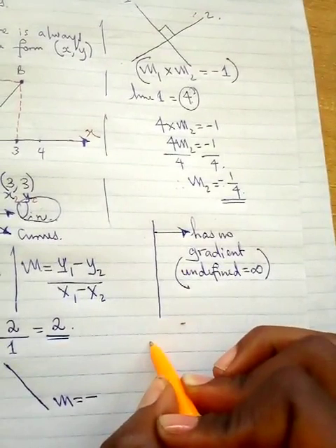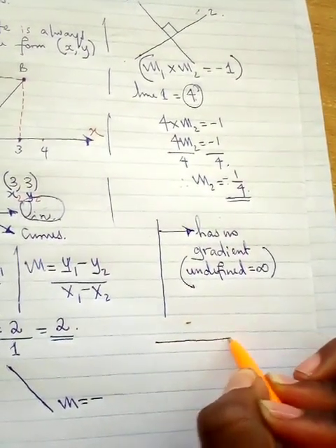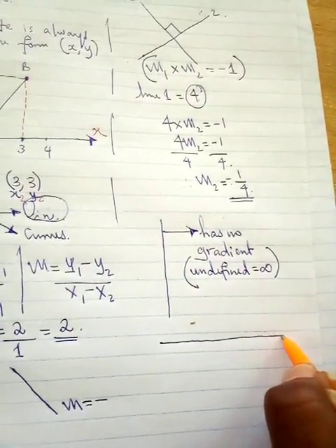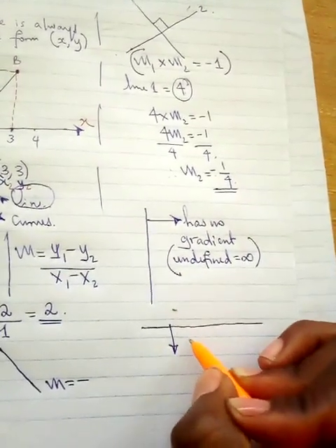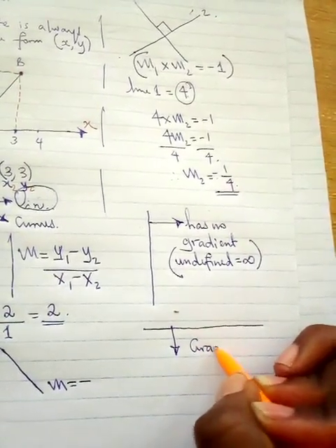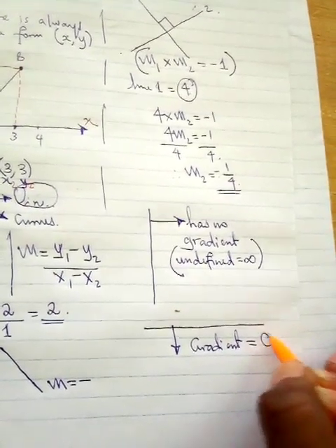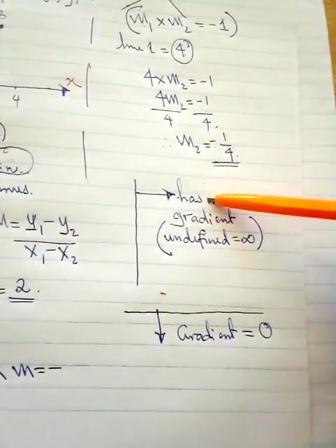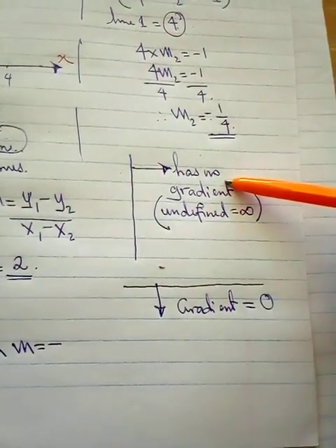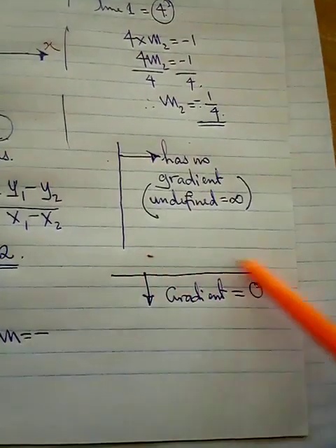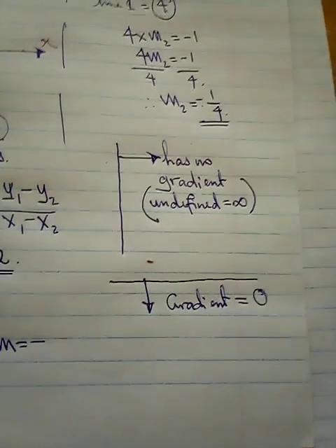But if a line is horizontally straight, the gradient is 0. So there is a big difference between this and this. If the line is vertically straight, it has no gradient. If it is horizontally straight, the gradient value is going to be equal to 0.